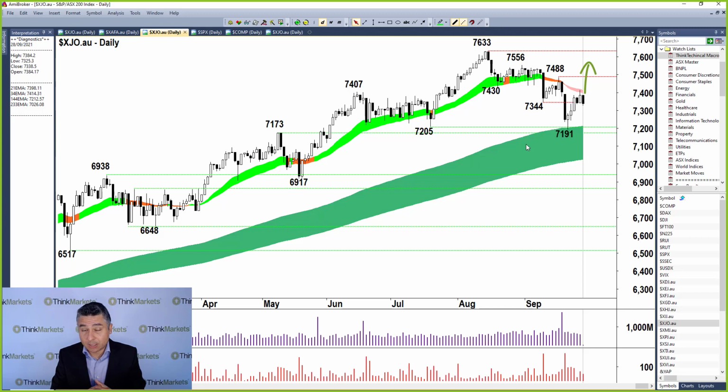Whilst we're below that pink zone, we're in a correction phase. If we can close above it, then we're probably out of that phase and can go up and make new highs. And of course, we're not going to discuss at this stage all of the fundamental drivers, because we'd be here for hours on that.